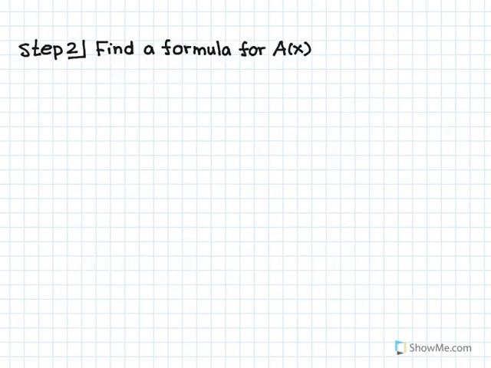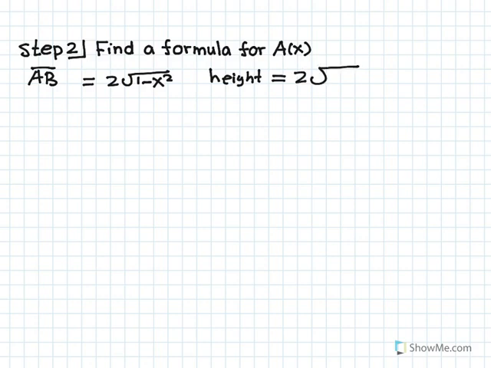All right, so we want to find a formula for A of x. Since the area slices perpendicular to the x-axis are squares, and AB has a length of 2 root 1 minus x squared, then the height of the area slice is the same, because it's a square, 2 root 1 minus x squared.